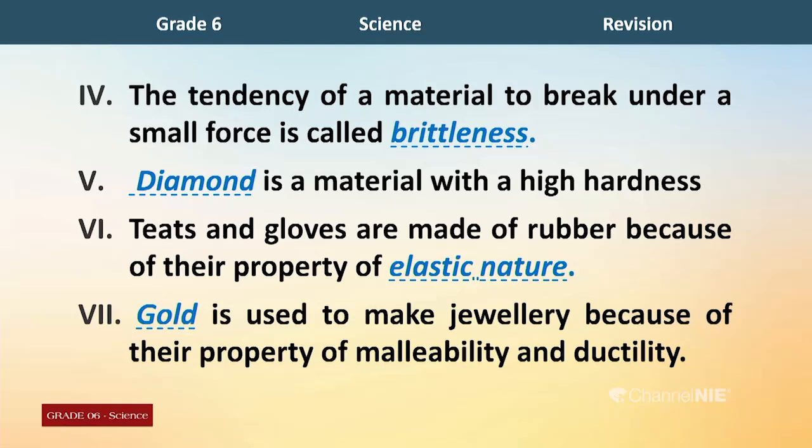Diamond is a material with a high hardness. You can write iron also, but diamond is the best answer because it is one of the hardest materials in the world. Then, teats and gloves are made of rubber because of their property of elastic nature. Gold is used to make jewelry because of its property of malleability and ductility.